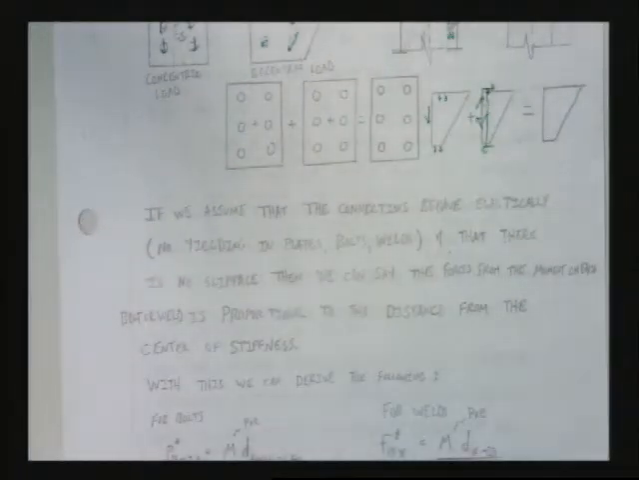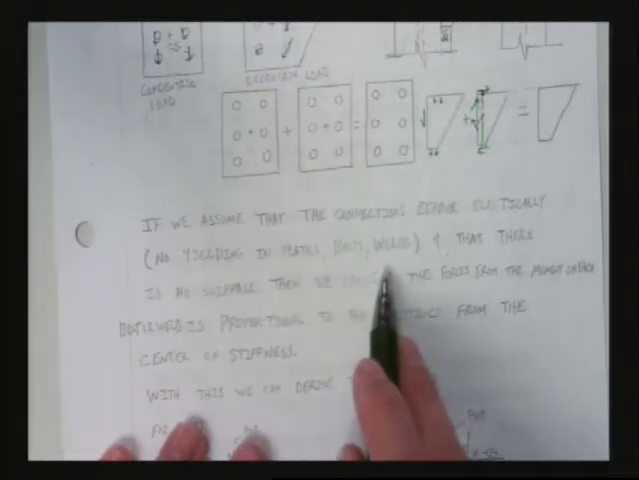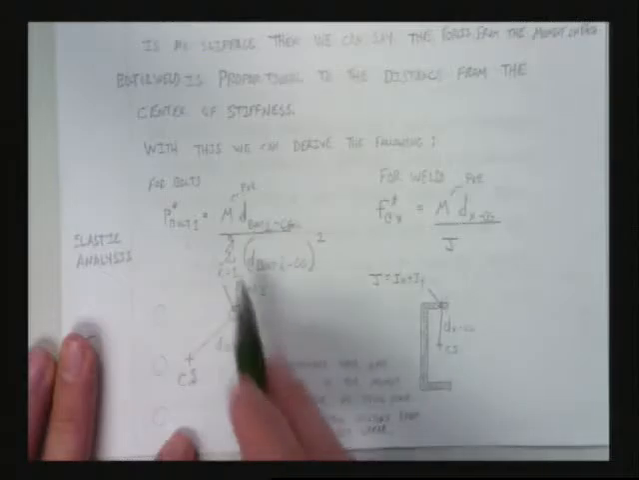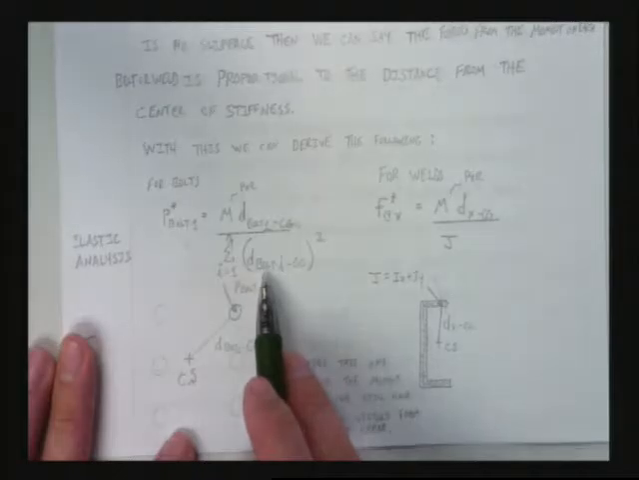If we assume that connections behave elastically, that's saying no yielding in the plates, bolts, or welds, and if there is no slippage, then we can say the forces from the moment on each bolt or weld is proportional to the distance from the center of stiffness. With this, we can derive the following. And now, these equations we used to derive. We used to look at what the torsion was and the distance to the bolt divided by the summation of the bolts squared. And oh my gosh, it was insane.